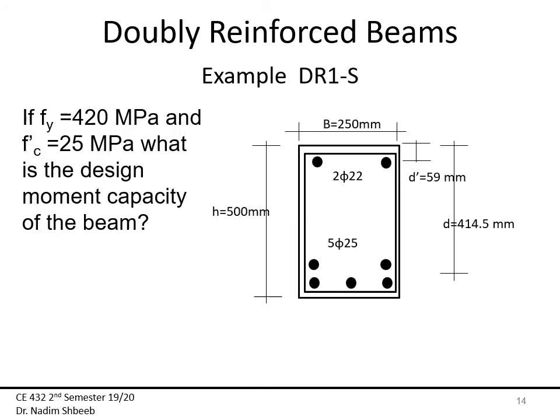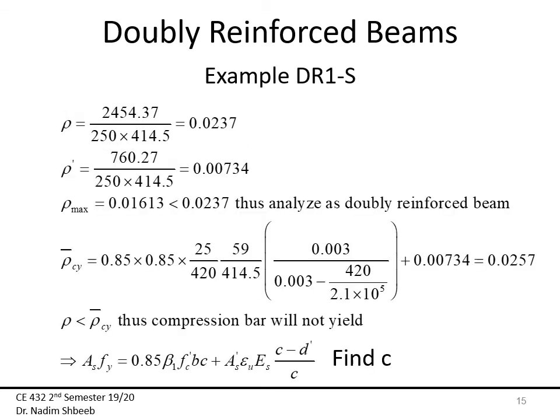Now we're going to do another example. In this example, I'm using 2 phi 22, 5 phi 25, d prime is 59, d is 414, h is 500, and b is 250. Again, he wants the design moment capacity of the beam. So we're going to proceed in a similar manner.